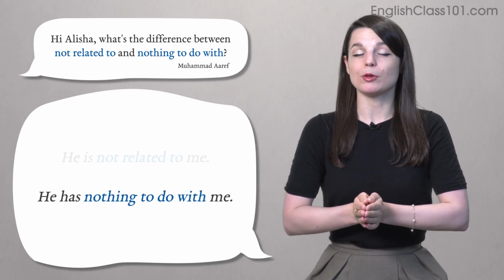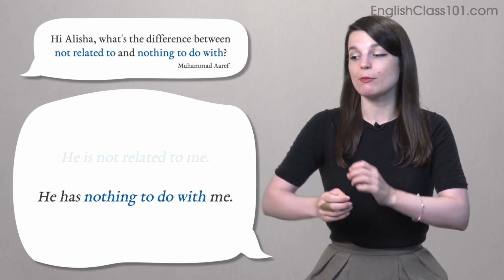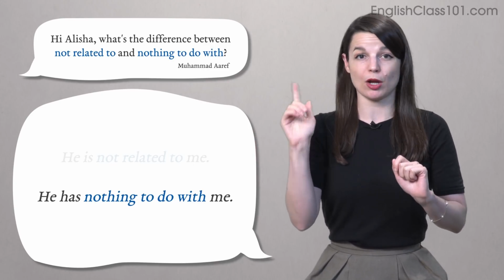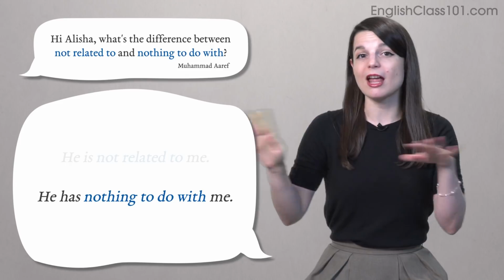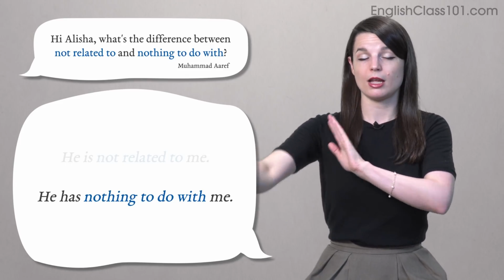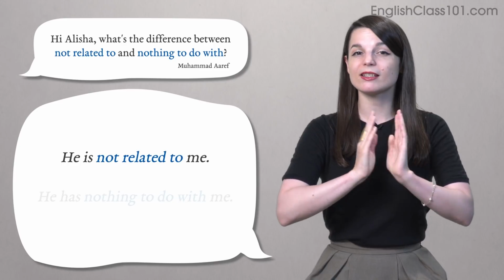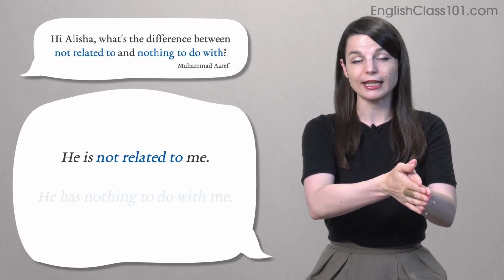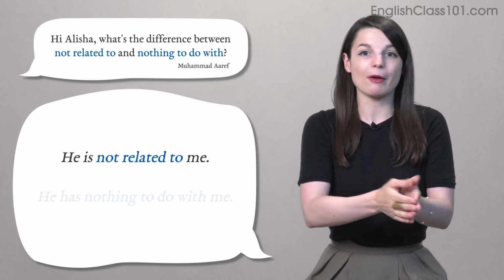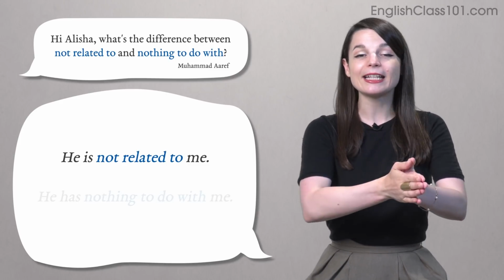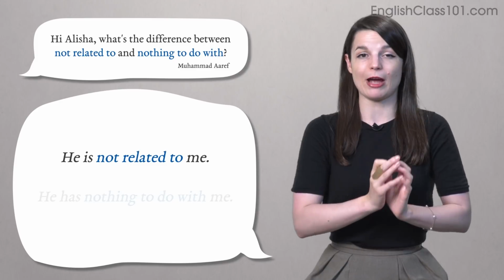In the second example, he has nothing to do with me. It means there is no connection at all. He's not my friend, he's not my coworker, he's not my family member, nothing. There's no connection there. In the sentence, he's not related to me, however, it just means there's no family connection. He could be my friend or my roommate or my coworker, something like that. But he's not related to me specifically means family member.